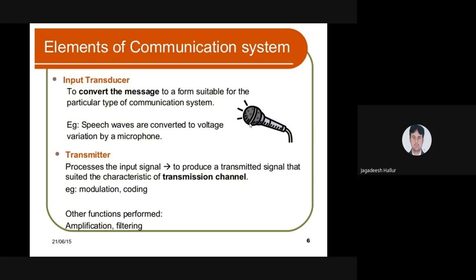These are the elements of a communication system. First is the input transducer. What is the actual function? You have a microphone, that is a mic. You are speaking, and that speaking voice has to be heard clearly at the other side by the user. That is only because of converting the non-electrical signal to an electrical signal, to convert the message to a form suitable for the particular type of communication system. For example, speech waves are converted.